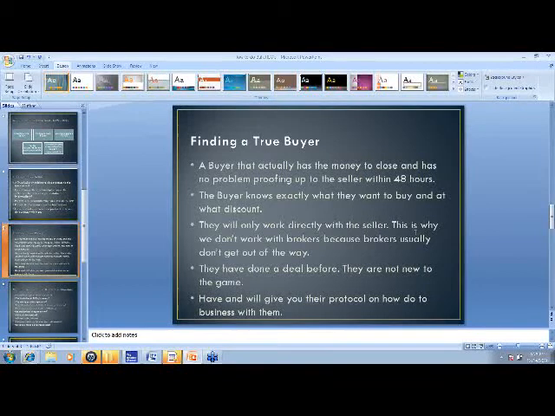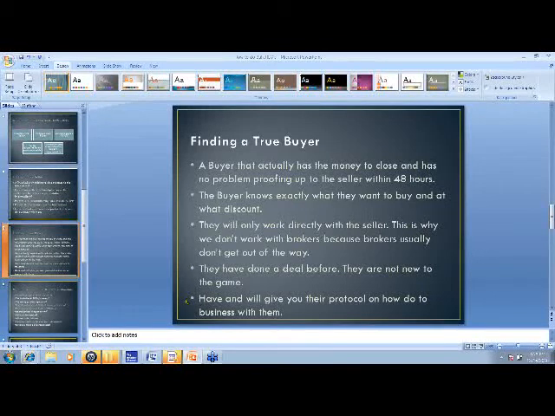They're not going to deal with a broker who's not going to let them get in touch with the seller. They want to be able to do the deal directly with the seller. And you will find some people that'll say, well, I'm as close as they're going to get to the seller. Then, okay, that's a broker, so that doesn't work for us. They have done a deal before. The real true buyers have done a deal before. They're not new to the game. That's what we're looking for. And that's actually the buyers that we're dealing with.